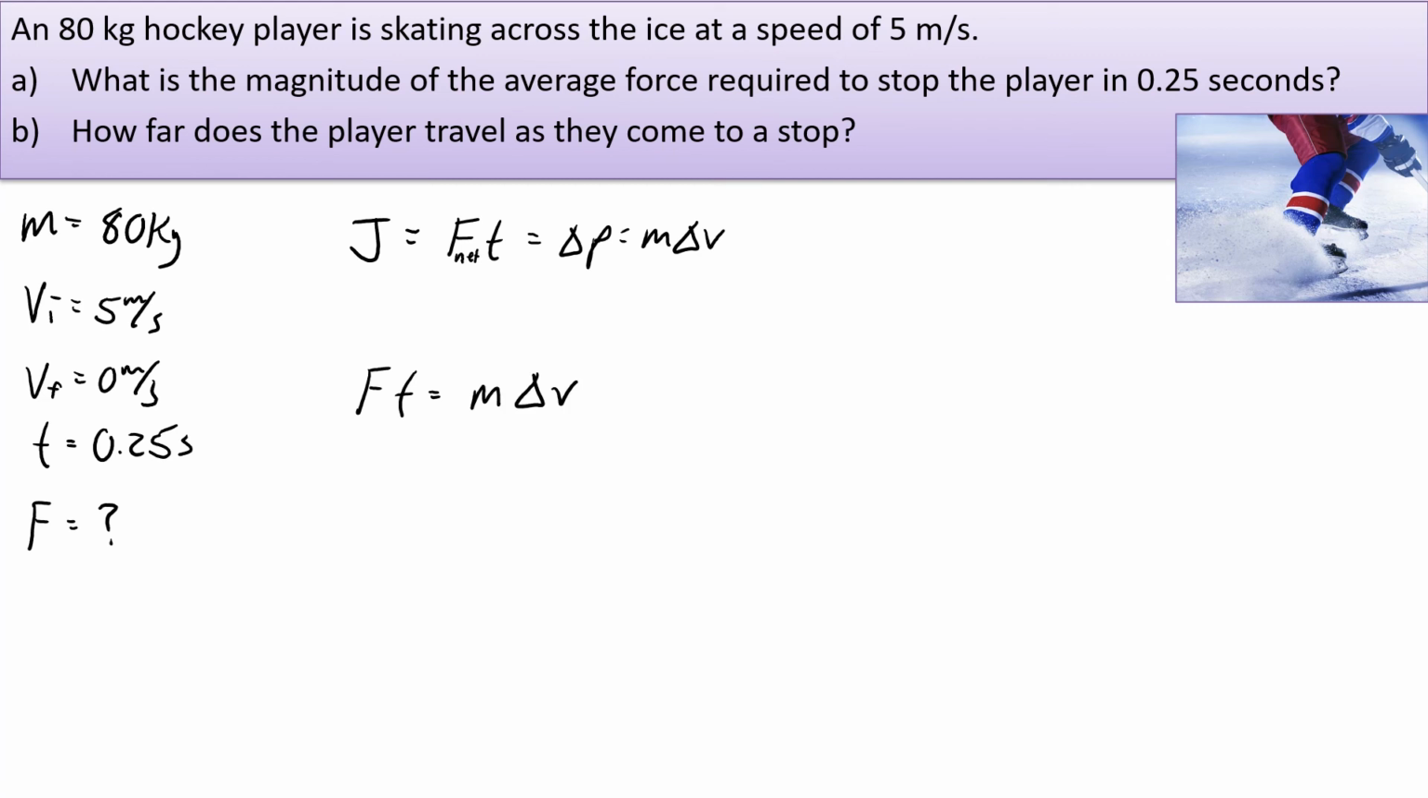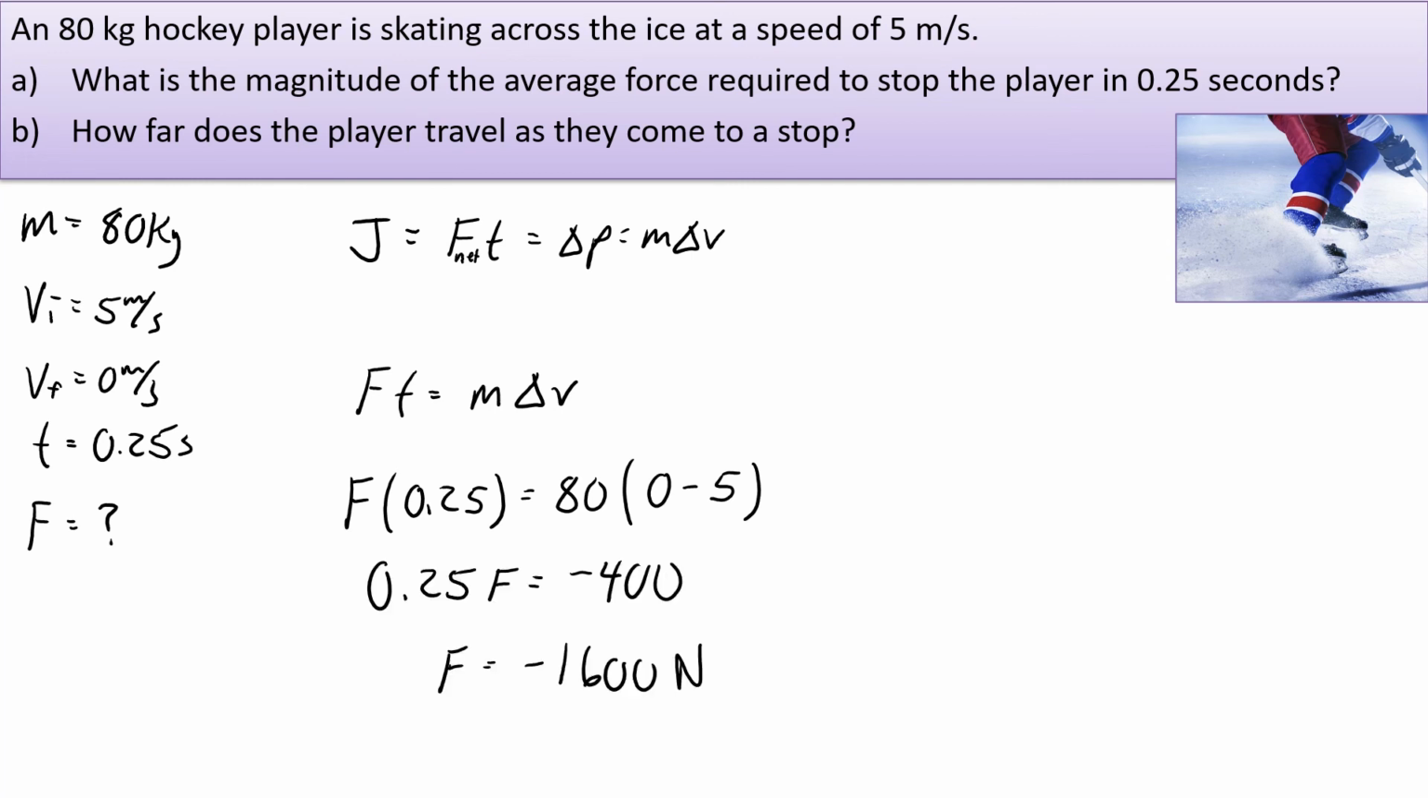Now you just plug in. Remember to do the final minus the initial over here, and you can solve. You end up getting negative 1,600 newtons. Okay, why a negative number? Because our initial velocity we made positive. And if you're going to slow down to a stop, it makes sense that your force is in the negative direction, slowing you down.